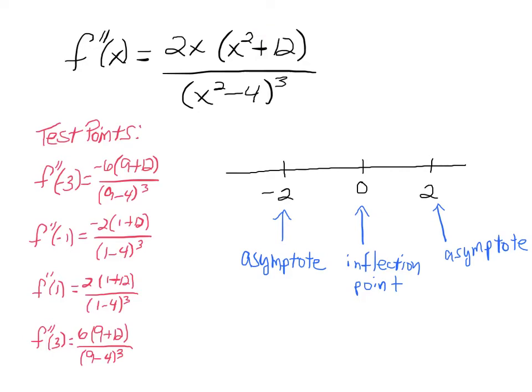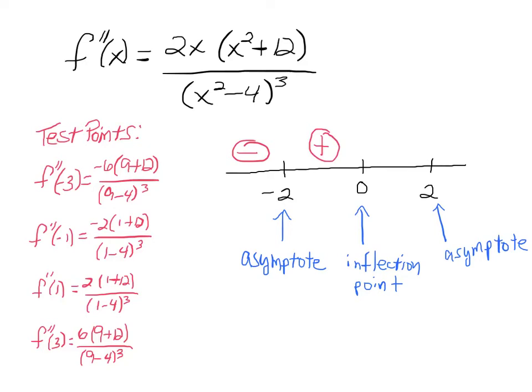Alright, so now I chose a test point, minus 3, which is to the left of minus 2. I see that I'm going to get a positive number over a positive number, and then I'm multiplying that by a negative number. So that means we're going to get a negative. Then I pick a test point between minus 2 and 0. I picked minus 1 here. And so I have a positive, and then 1 minus 4 is minus 3 to the third power, which is still negative. So I have a negative over negative, and that gives me a positive.